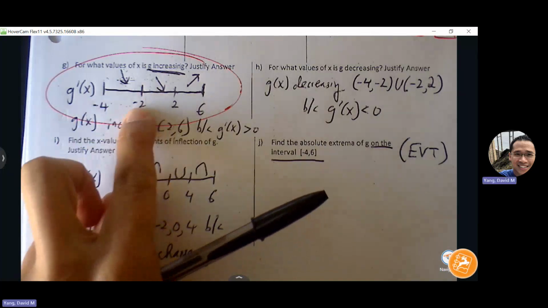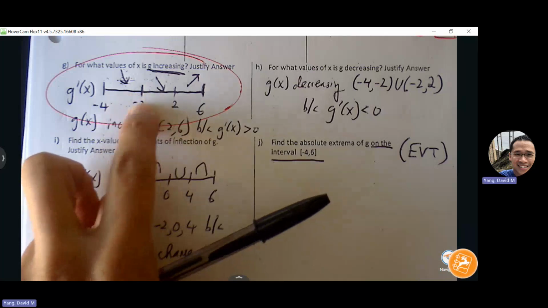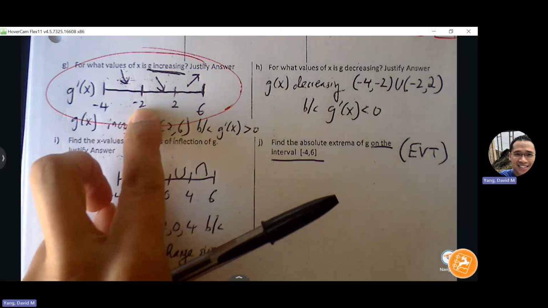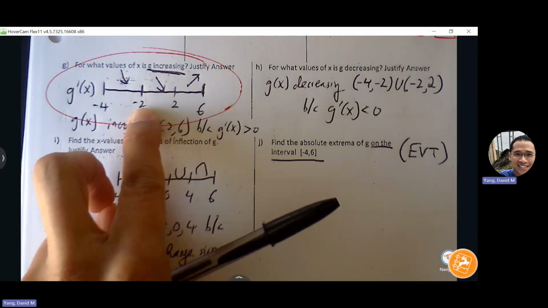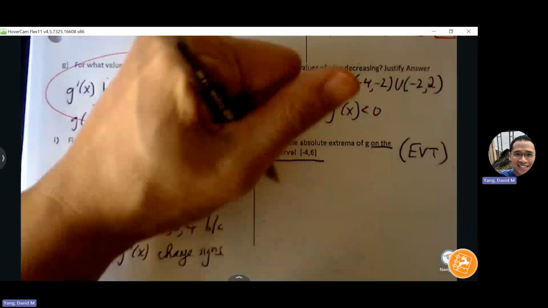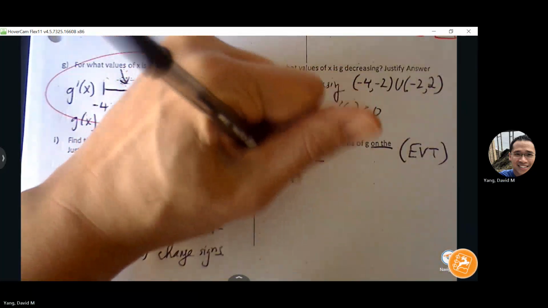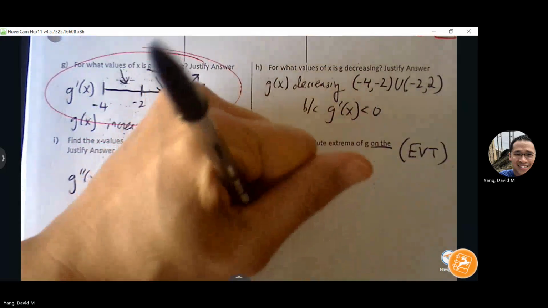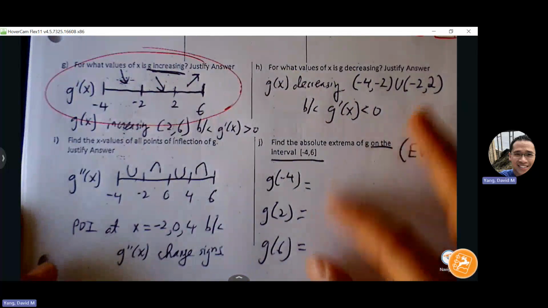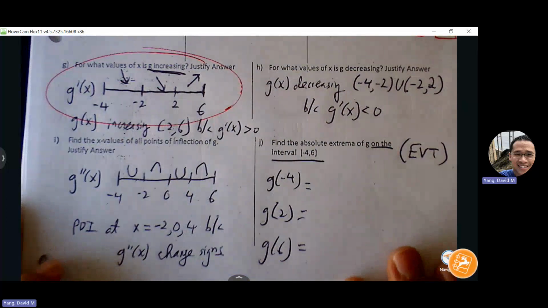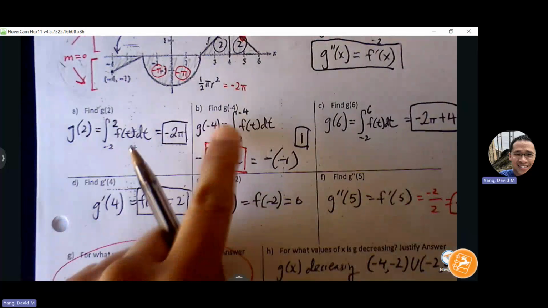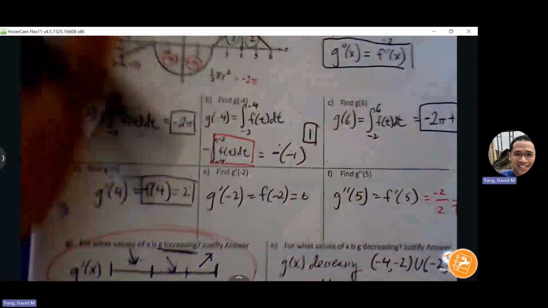Is it a relative max or relative min? No. So we don't have to test it. We already know from the beginning it has no chance of being a valid candidate. So that's -4, 2, and 6. Now the nice thing is, do we have this data already from what we've gathered from the problem? Yeah, we have G of 2, we have G of -4, we have G of 6.